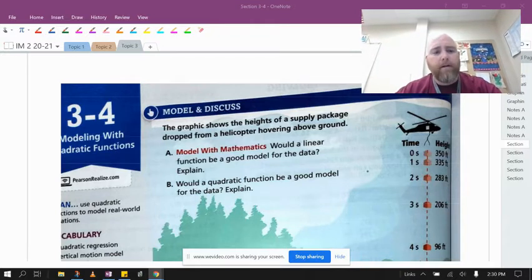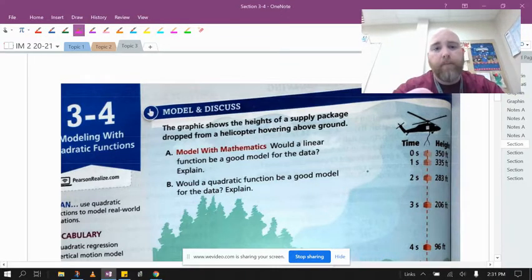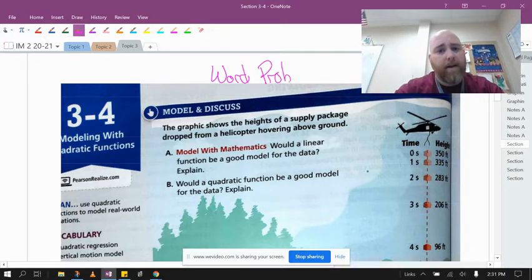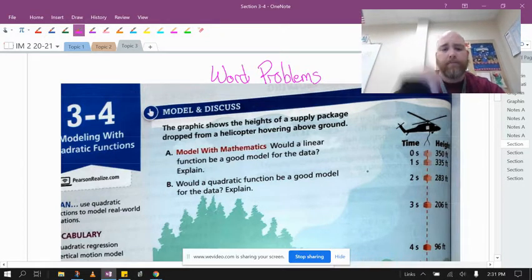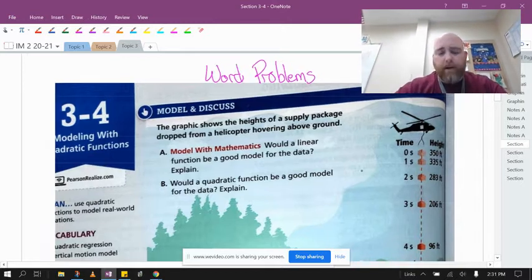We're looking at modeling with quadratic functions. What that means, to everyone's delight, is we're doing word problems. And they're not really that difficult. So we got one here.